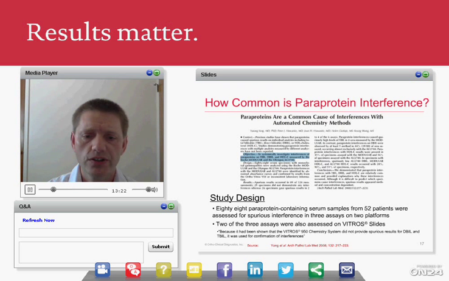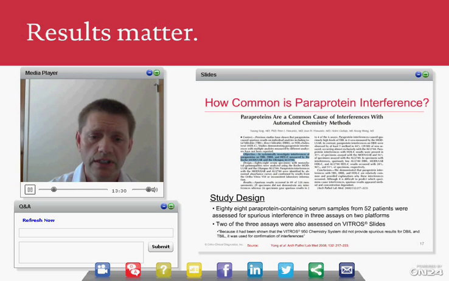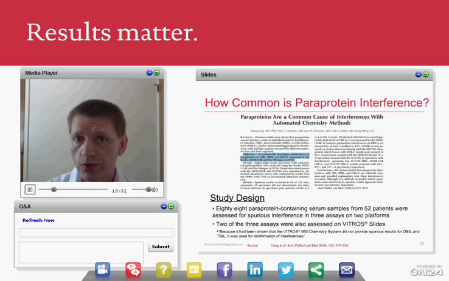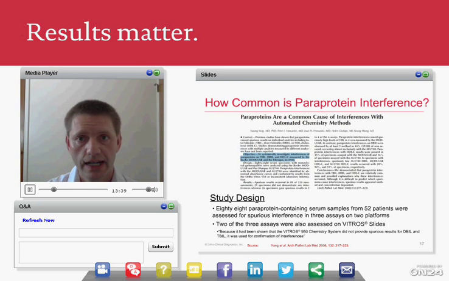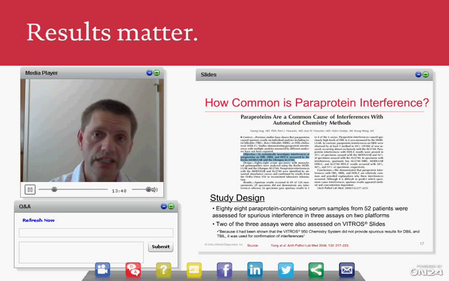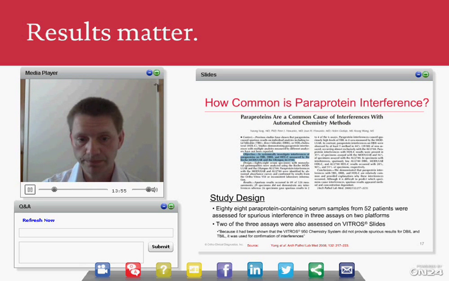What I'm showing here is a study that actually did a controlled study of a couple of different platforms. They took 88 samples containing paraproteins from 52 patients, and they looked for interference on 3 different assays on these 2 different platforms. 2 of these assays were also assessed on the VITROS slides because the VITROS method has been repeatedly shown to be insensitive to paraprotein interference for the assays that were being measured.